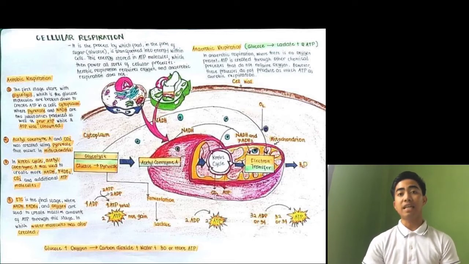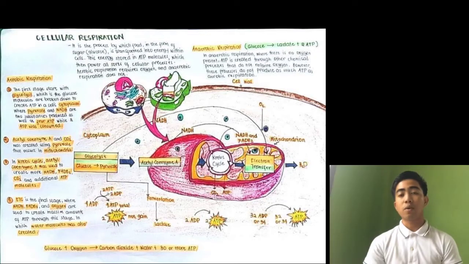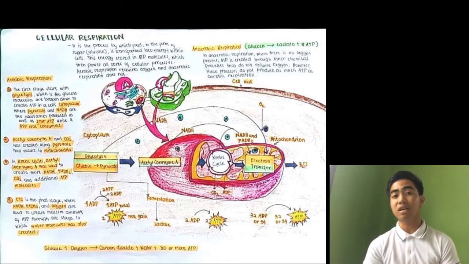So the first stage is glycolysis, in which the glucose molecules are broken down to create ATP in the cell cytoplasm, where pyruvate and NADH are the 2 substances produced, as well as 4 ATP, while 2 ATP were consumed. The next stage is the acetyl coenzyme A and CO2 that were created using the pyruvate from glycolysis, which occurs in the mitochondria.